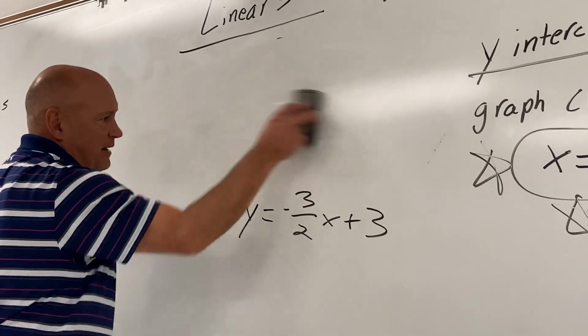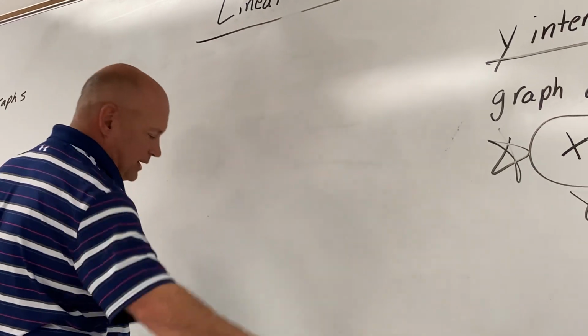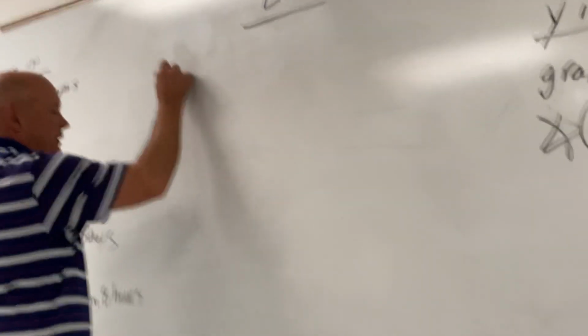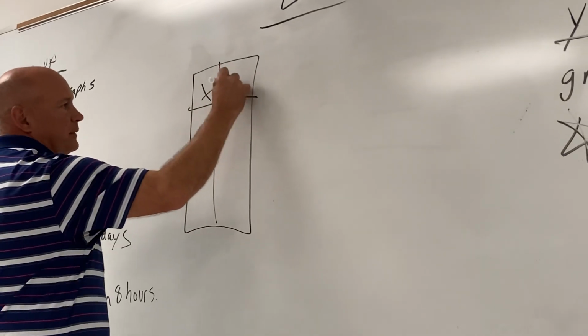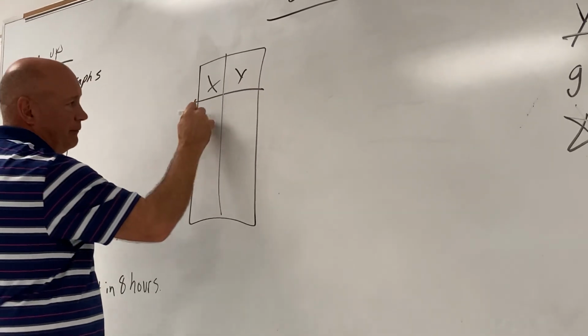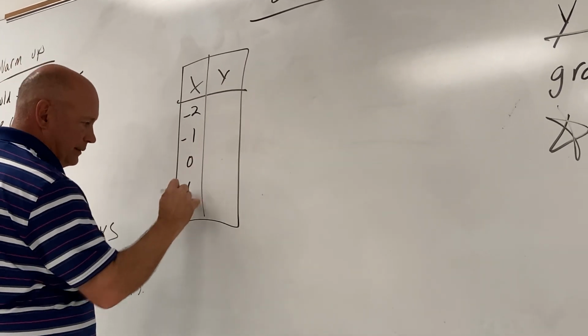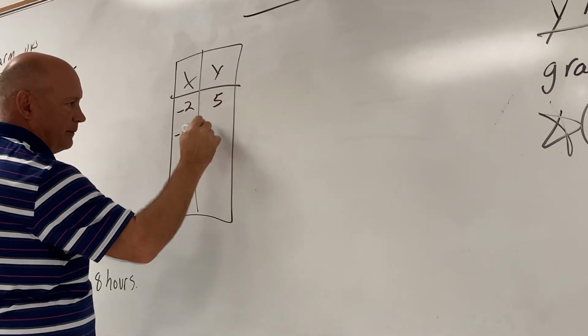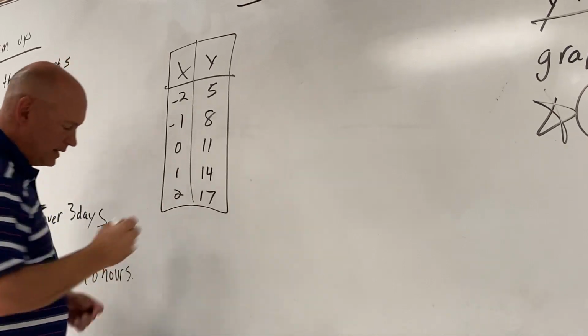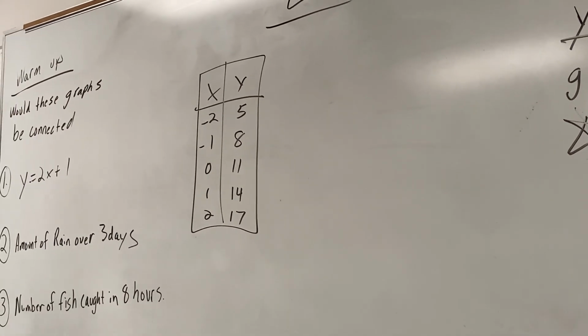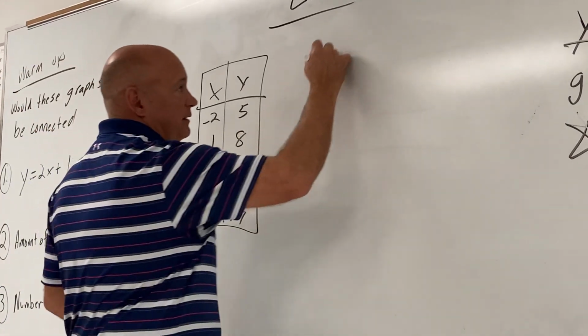So if they give you a graph, they want rise over run, whatever. All right, let's look at a table. Let's find the slope and the y-intercept from this set of data.